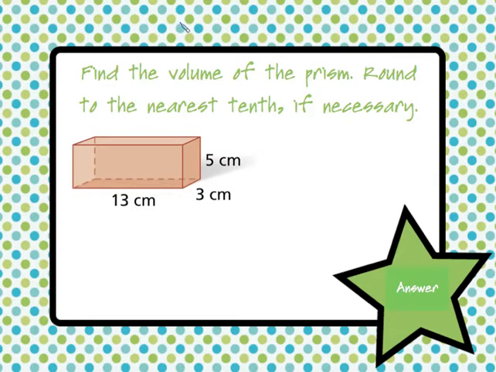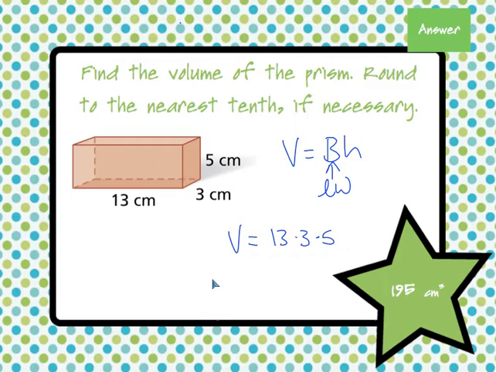Okay, so find the volume of the prism. Remember, this is capital BH, where capital B is length times width. So if you want to do the bottom as the base, you would do 13 times 3 times 5. Multiply all those numbers together, and you should get 195.